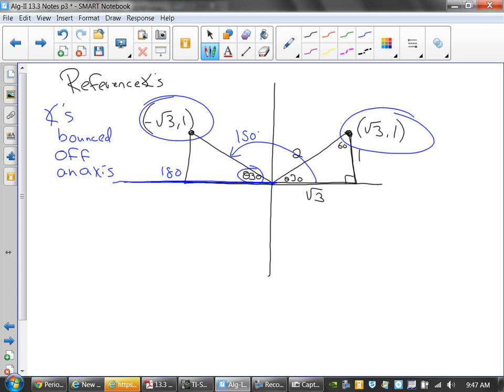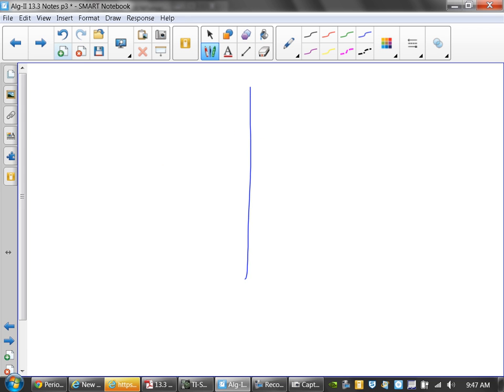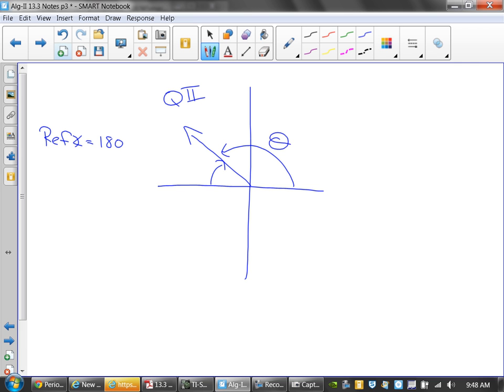Here's how this works. When I'm in the second quadrant, my reference angle is always going to equal 180 minus theta. Theta is going to be from 0 to the terminal side in that quadrant. Is it always a cube? The reference angle? All right. Excuse me.